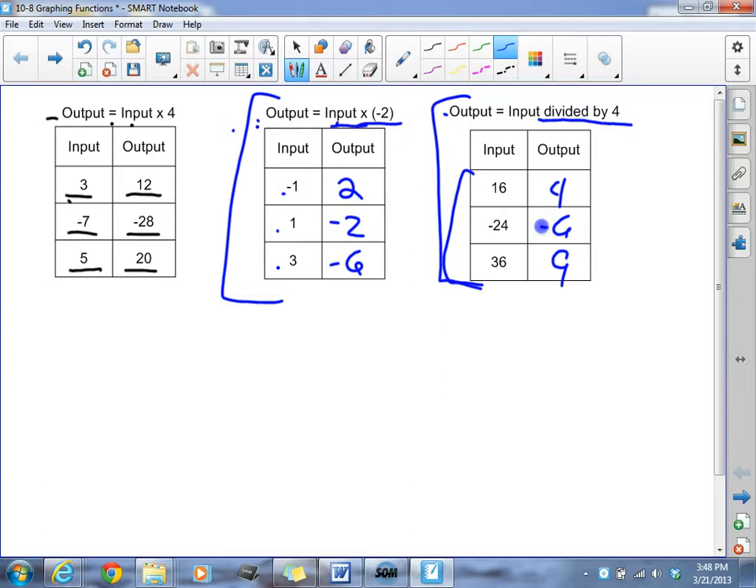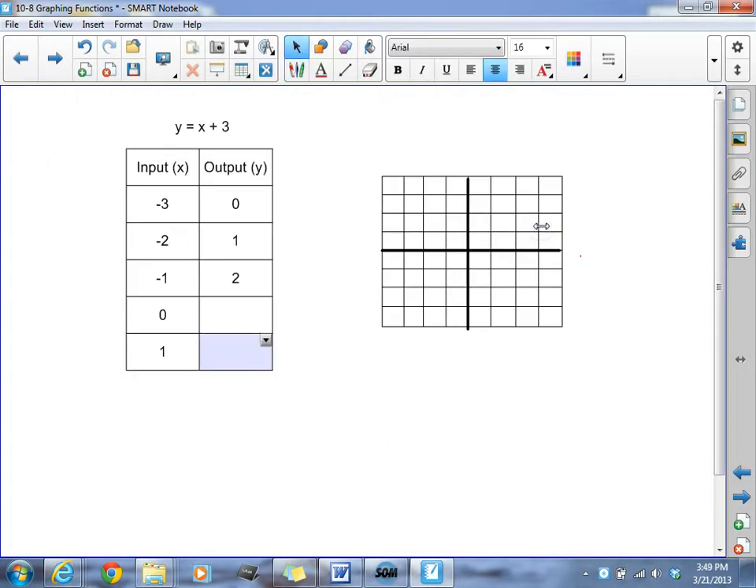So you see there how I simply used the formula, put the input in, worked my magic, and got the output. So that, ladies and gentlemen, is function tables. All right, now let's take our function into the next level.